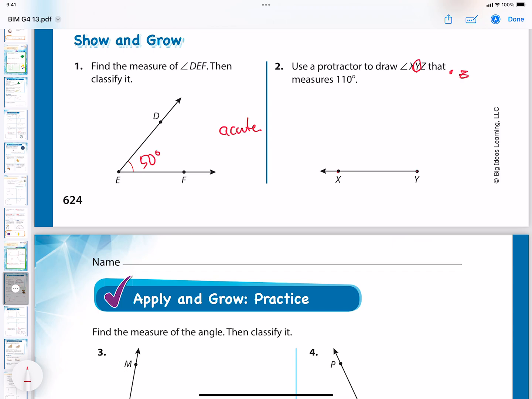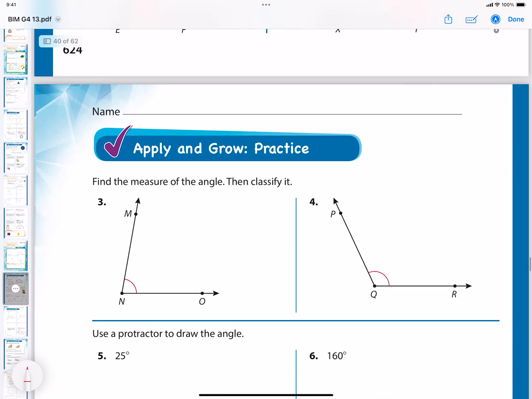So now, when you point this XYZ, all you need to do is use your protractor straight edge and match the line. And this must be, yes, the angle of 110 degrees, okay? All right, let's move on.